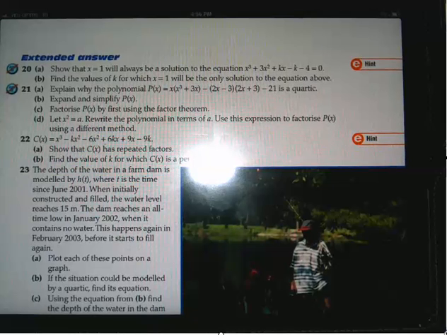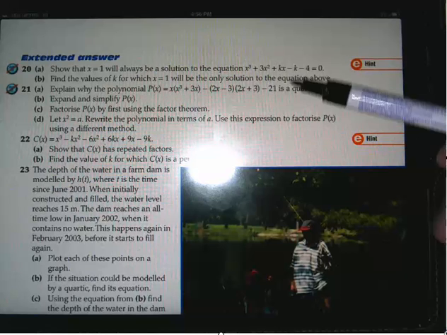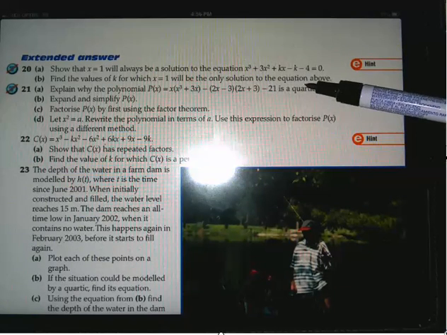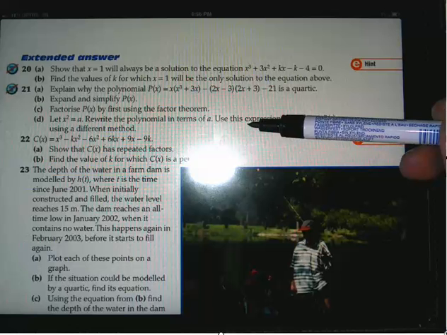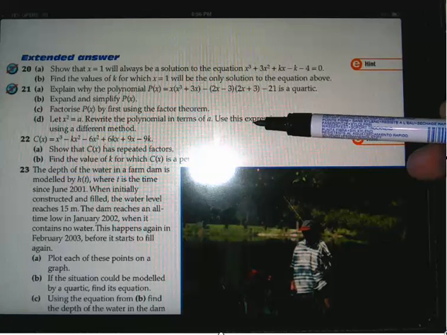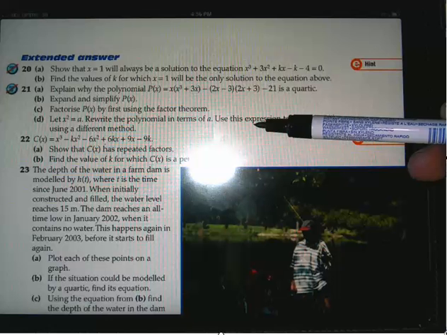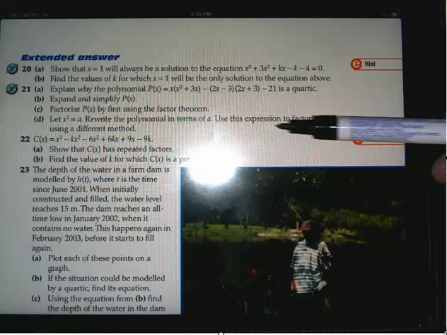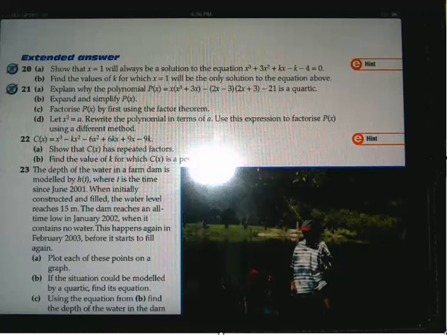This video is for Year 12 Methods and it comes out of 1.1, question 21. Part A: explain why the polynomial is a quartic. Part B: expand and simplify. Part C: factorising using the factor theorem. And Part D: do a substitution for x squared and express in a different form.